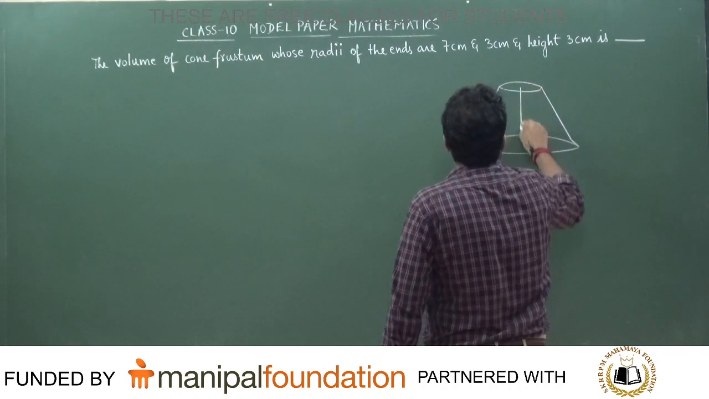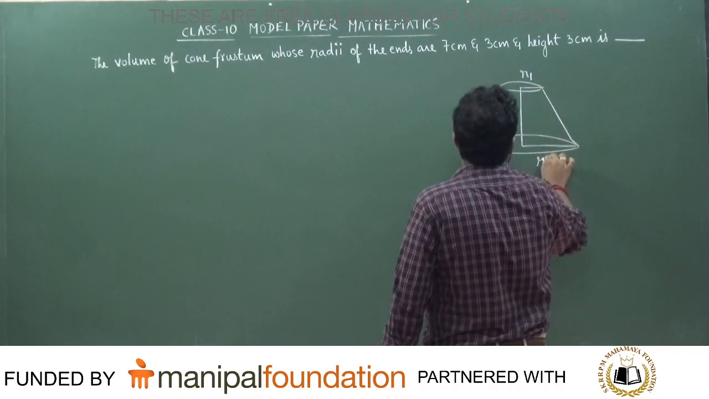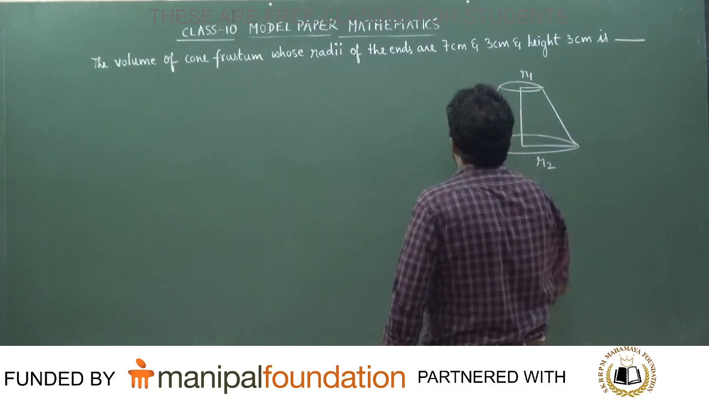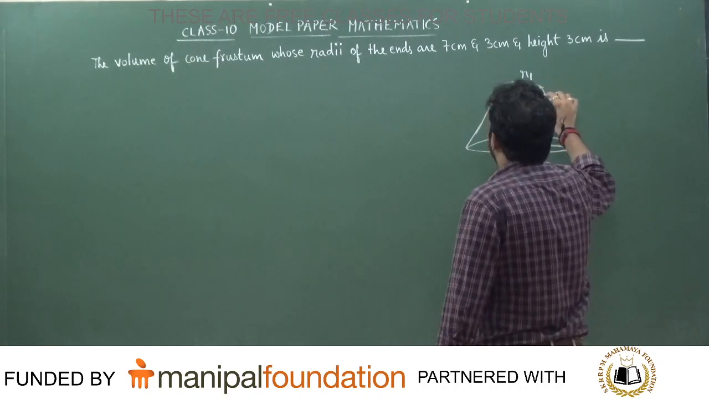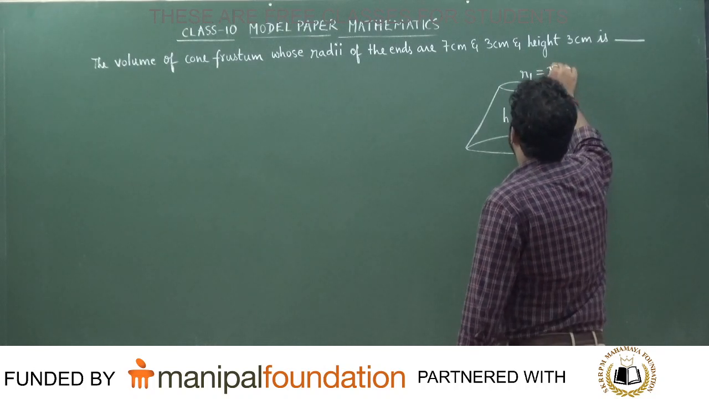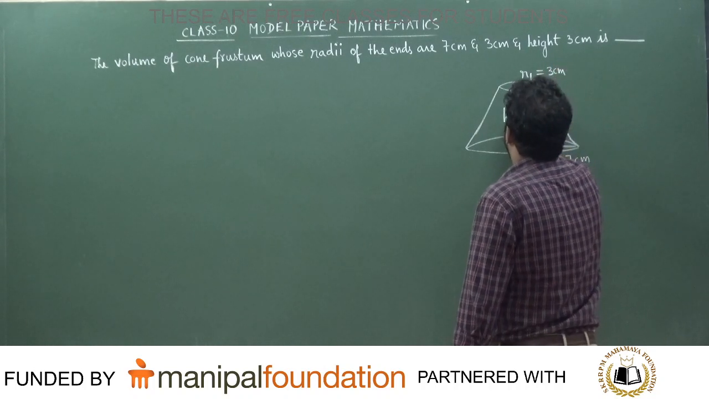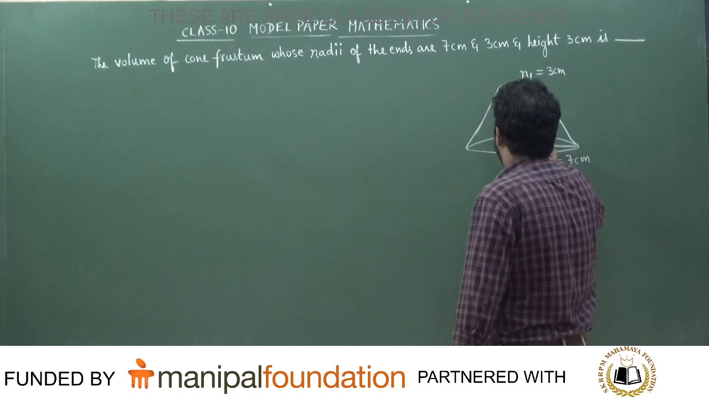So this is nothing but R1, this is nothing but R2, and this is nothing but H. So can you tell me what is R1 is equal to, radii of the ends of the cone frustum will be 7 centimeter is given. This is nothing but 3 centimeter which is given, and the height is given in the problem as how much centimeter? 3 centimeter. This angle will be 90 degree, of course.